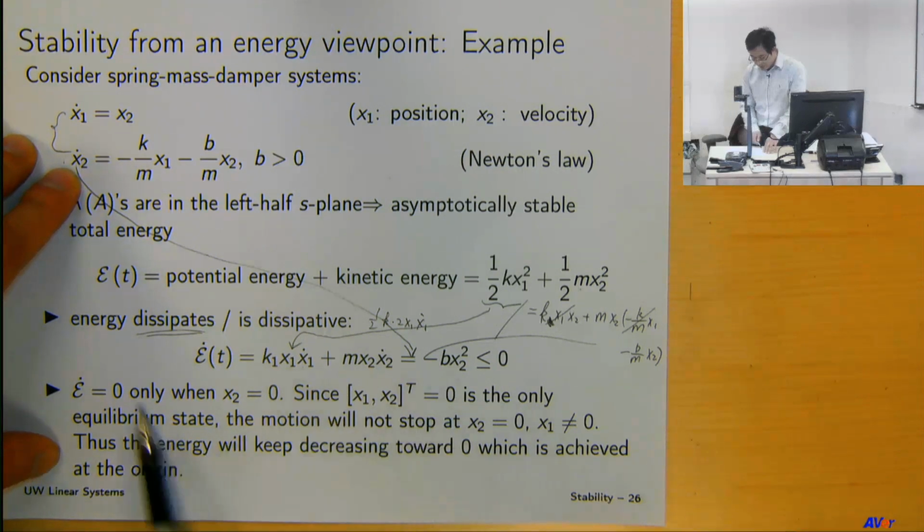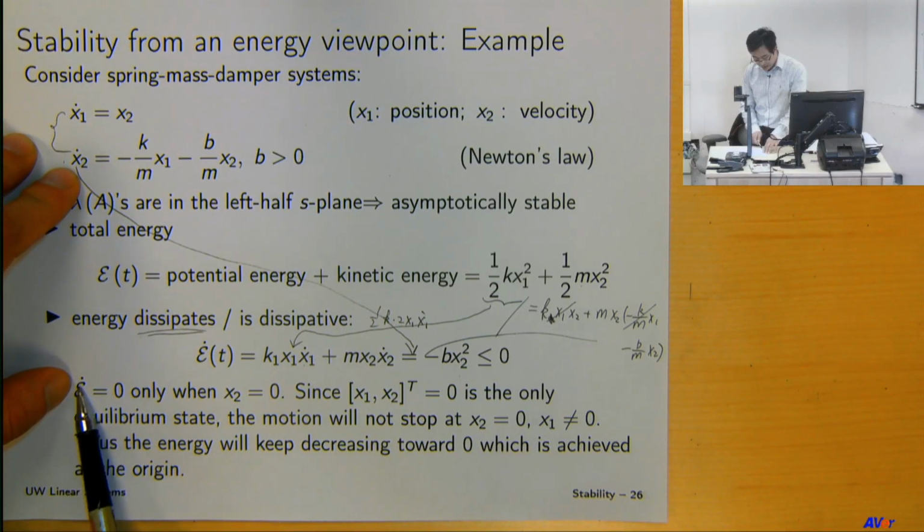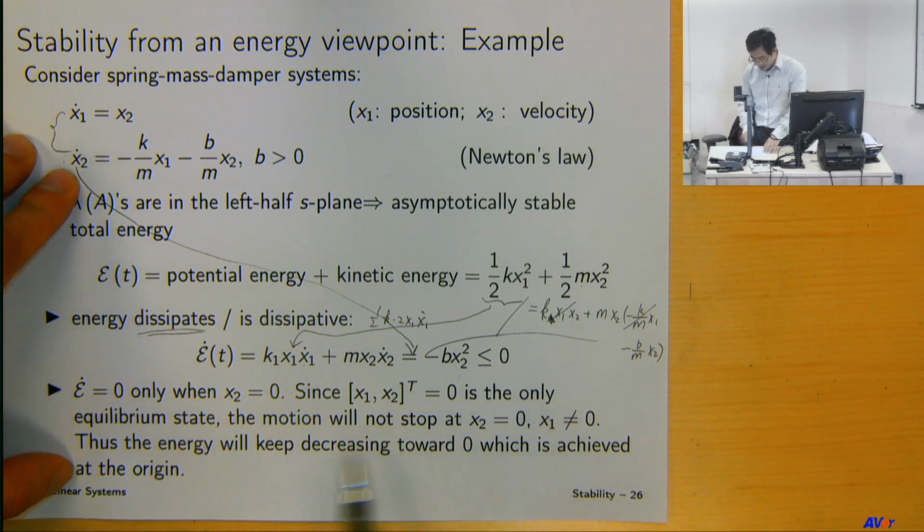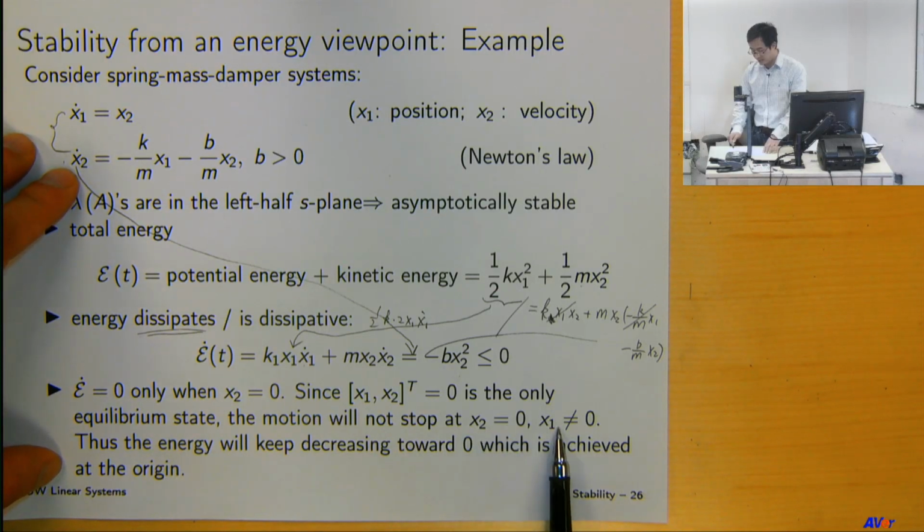So therefore, when we see that the energy dissipates and the energy stops dissipating at the derivative equal to 0 point, that means the energy is going to keep decreasing towards both x1 and x2 being 0. It's not going to stop when only x2 is 0 and x1 is not 0.